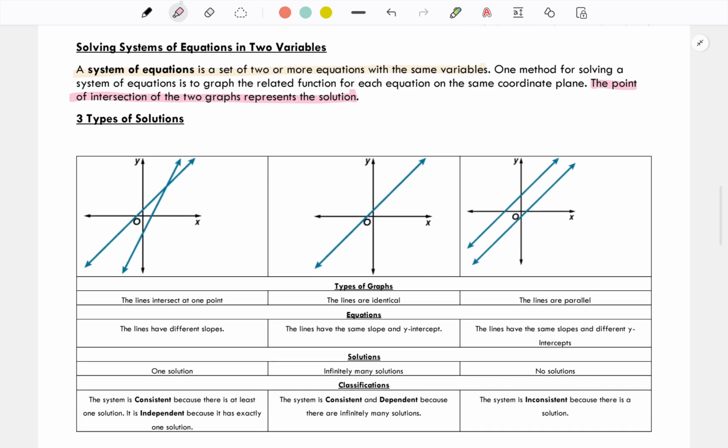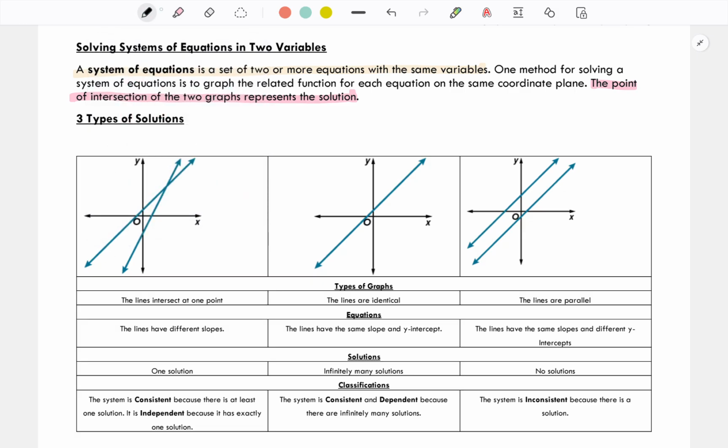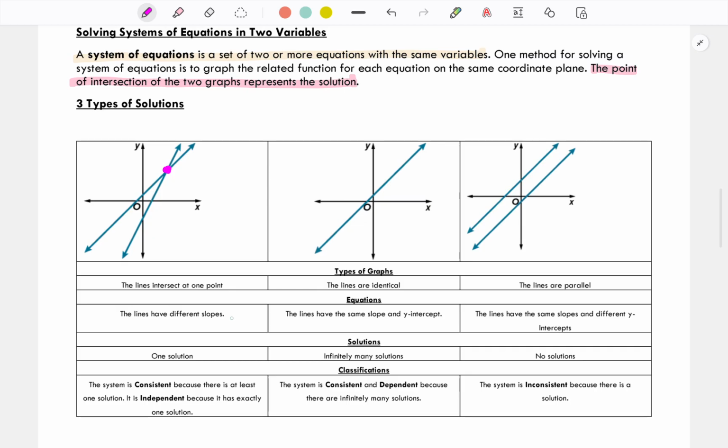You can have three different types of solutions. You can have one solution, where your lines cross at one distinct point. That means that your lines will have different slopes and you only have one solution. This is called consistent because there is one solution, and it is independent because there is exactly one solution.